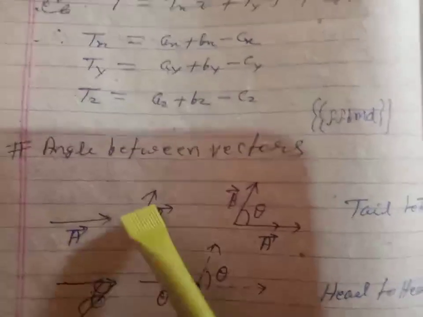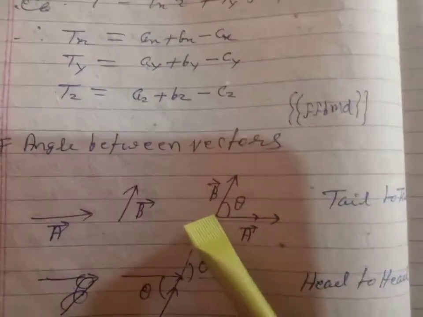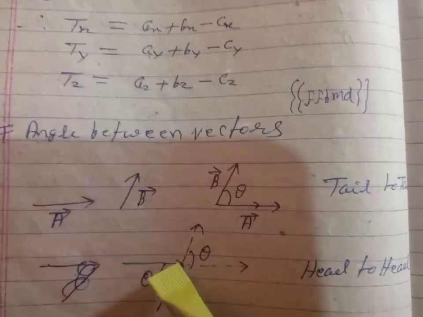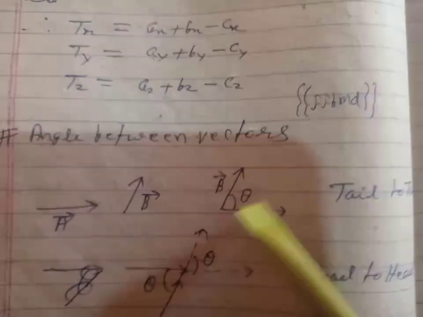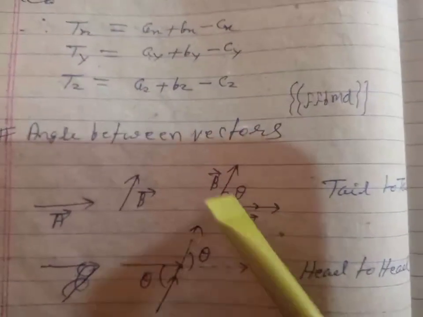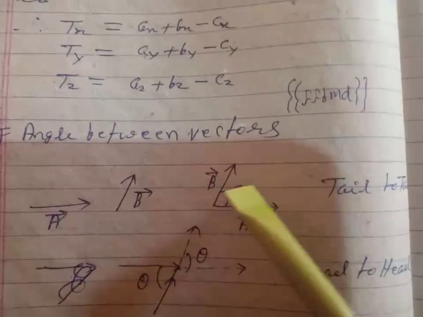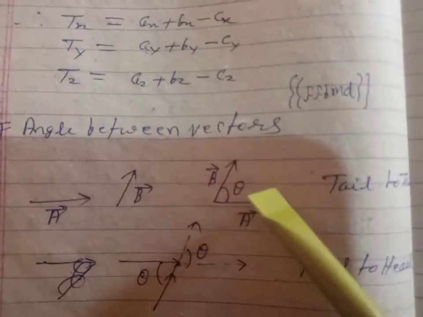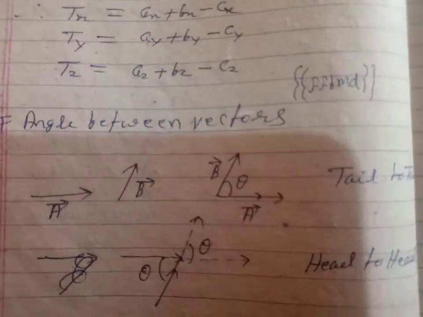Angle between two vectors. Here two vectors, a vector and b vector, are given. We join tail to tail or head to head these two vectors. Then the smaller angle will be called the angle between two vectors. You can take the bigger angle also, but it is convenient to take the smaller angle as the angle between vectors.